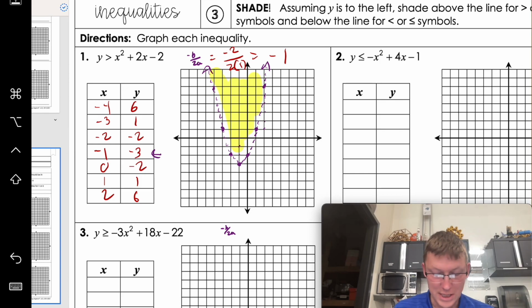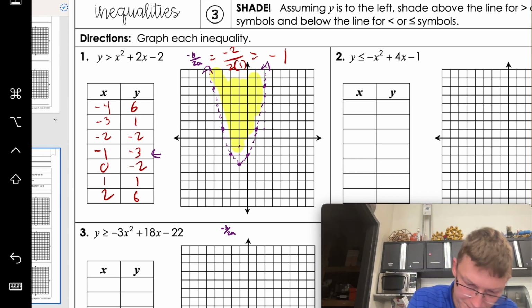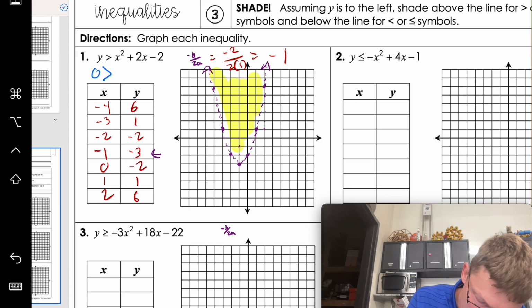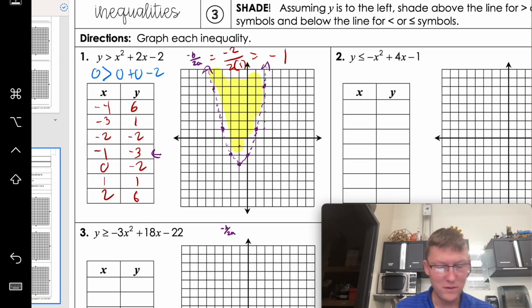And once again, if that doesn't make sense to you, you can always plug in 0, 0. If I were to plug in 0, 0, I would have 0 is greater than 0 plus 0 minus 2, which means that would say 0 is greater than negative 2. Is that a true statement? That is a true statement because I would rather have $0 instead of owing you $2. That would be like negative 2. So 0 is bigger, so that means I would shade toward 0, 0, which is the origin.